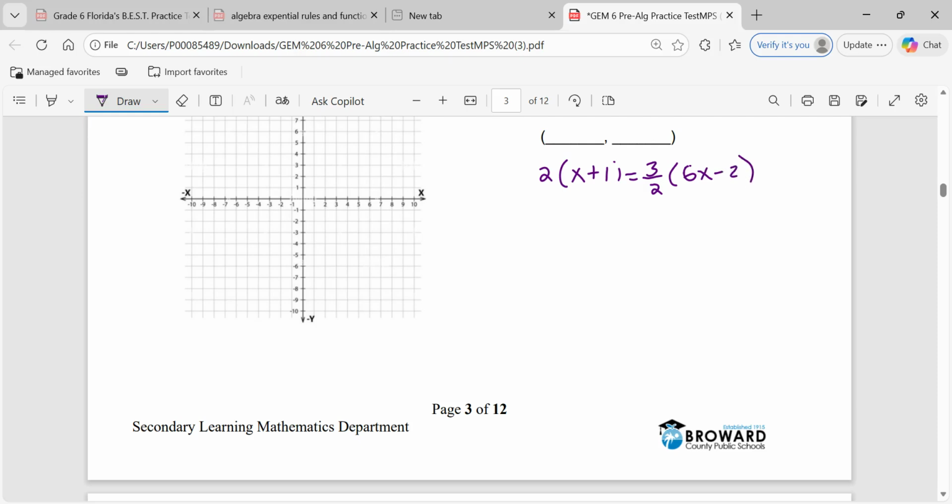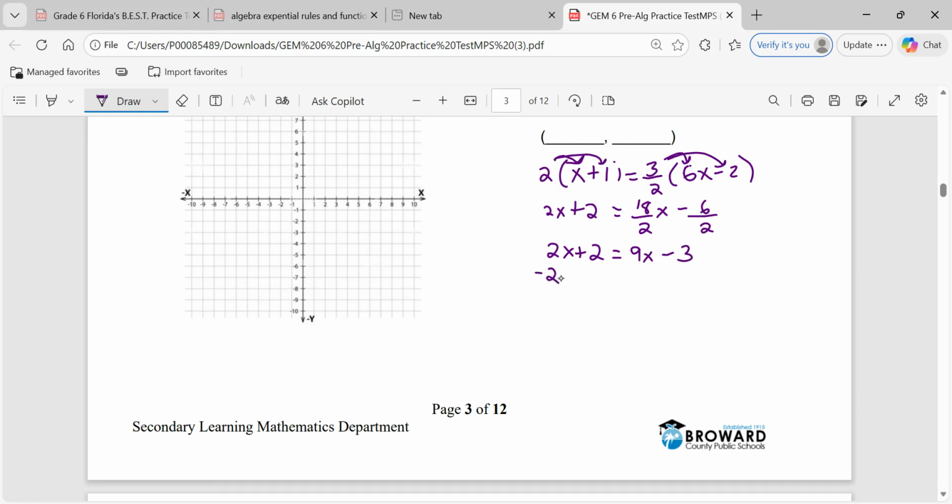And now we are going to solve. So then 2, I'm going to distribute, simplify the left. I get 2x plus 2. This is like one of the longest problems on here, right? I'm going to distribute that 3 halves so that I get 3 sixes, 18, 18 halves x, and then 3 over 2 times negative 2, which gives me negative 6 over 2. I'm going to simplify that so that I have 2x plus 2 is equal to 18 divided by 2, which is 9x, minus 6 divided by 2, which is 3.